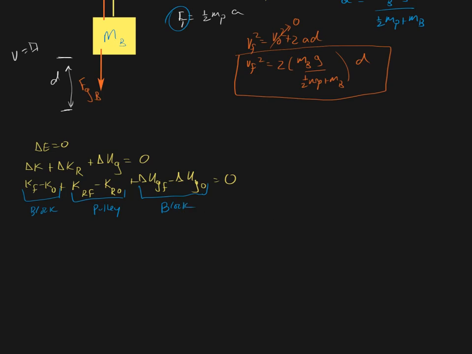So let's finish this out because I think you're going to be really surprised at how easy this was. We have no initial kinetic energy in the block because it's going to start from rest. We have no initial kinetic energy of the pulley because it too will start from rest. And if we assume that y is equal to 0 whenever the block reaches its lowest position, then we could say that UG final is equal to 0.